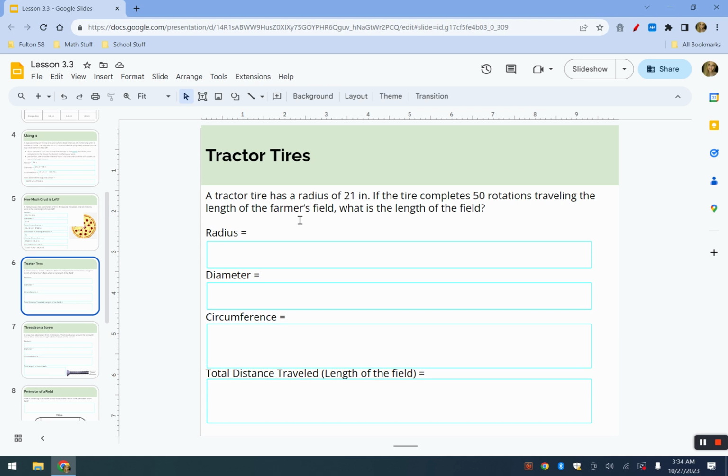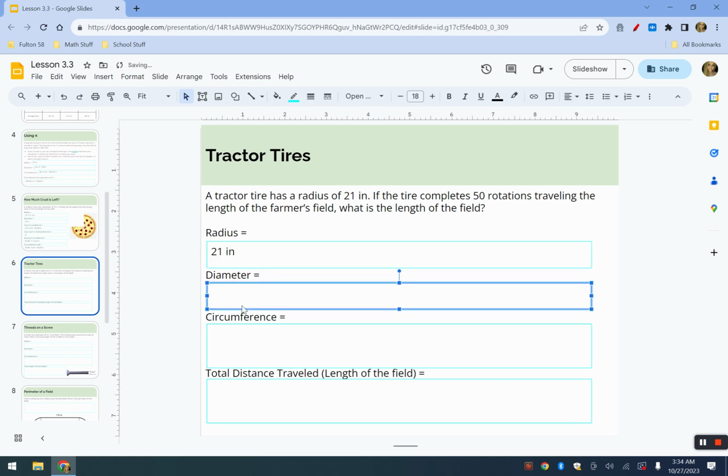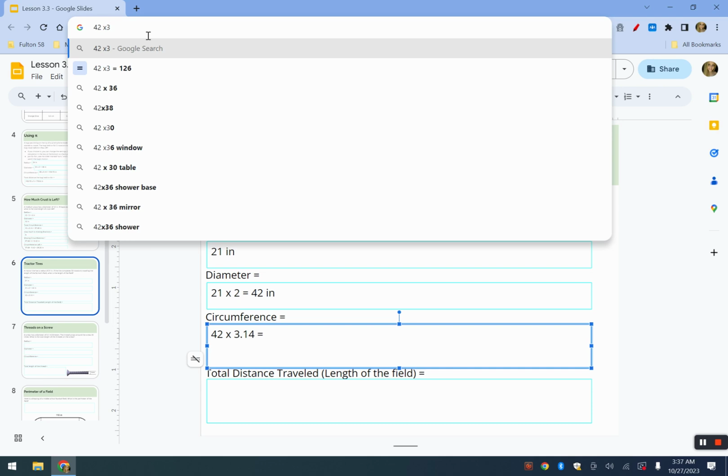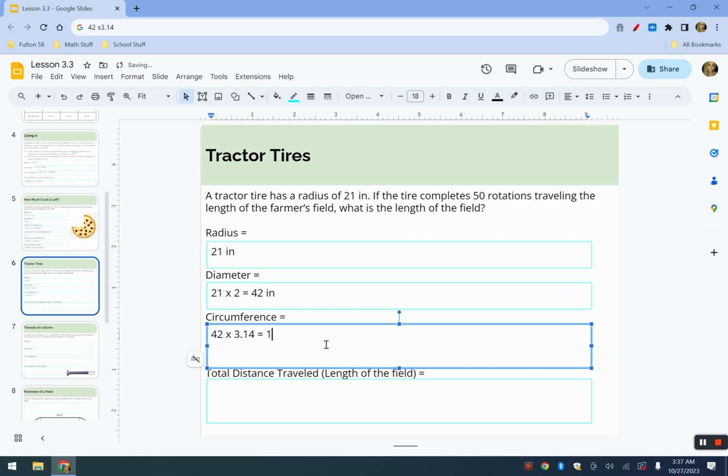All right, so it tells us that our radius is 21 inches. To find the diameter, we take our radius and we multiply it by 2. That's going to give us 42 inches. So now that we have our diameter, we're able to find our circumference by taking our diameter and multiplying it by pi. And that's going to be 131.88.